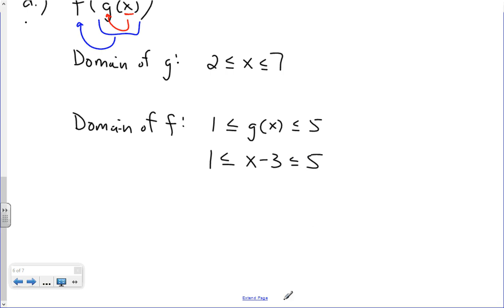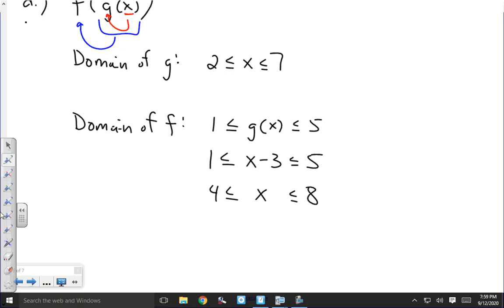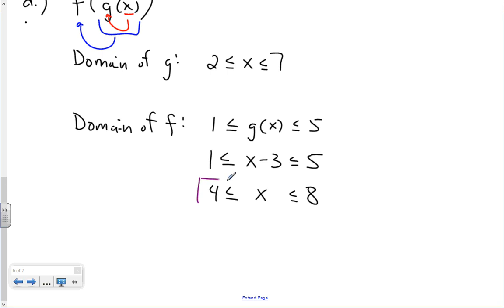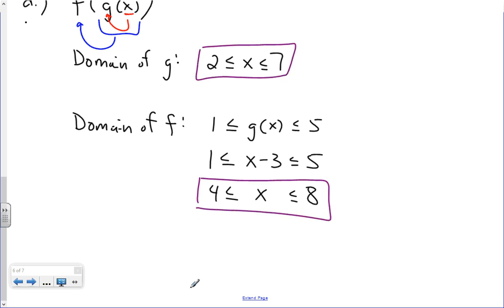And now simplify this. I basically want to get x by itself in the middle here, so I'm going to have to add 3 to everything. Adding 3 to 1 gives me 4. Adding 3 to x minus 3 gives me x in the middle, which is what I wanted. And adding 3 to 5 gives me a value of 8. So that means that x has to be between 4 and 8. And now with these two domains that I've come up with, I have to figure out what they have in common. Whatever they have in common is the result I'm looking for.